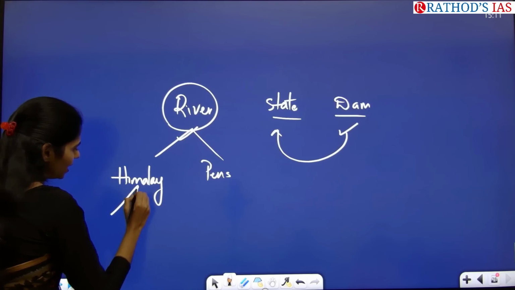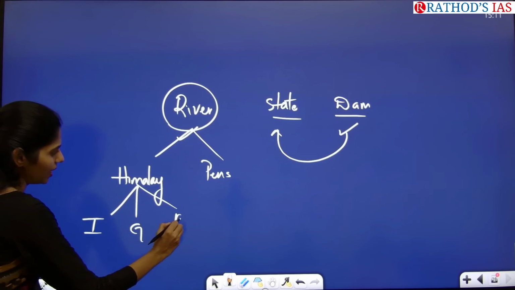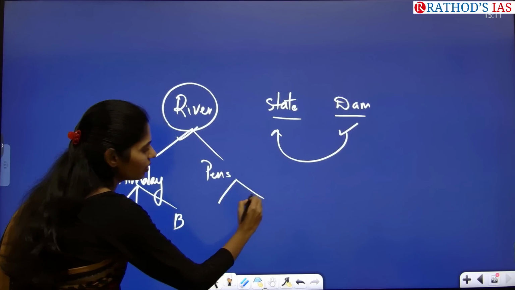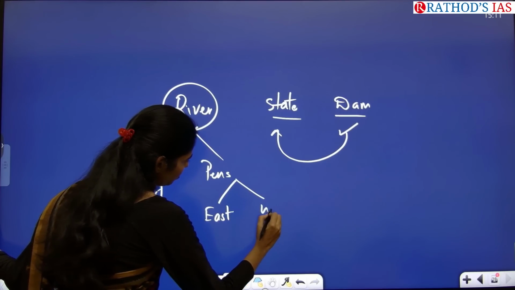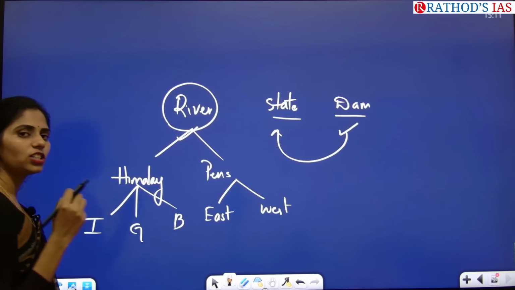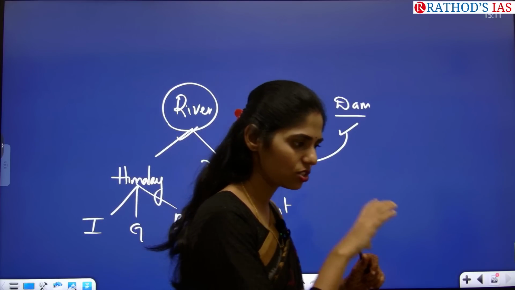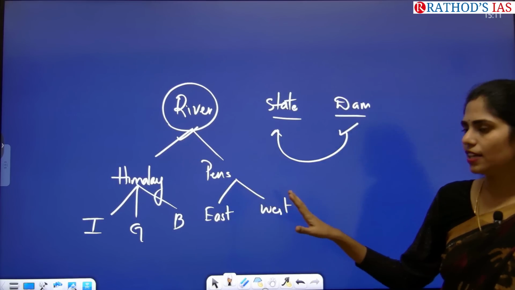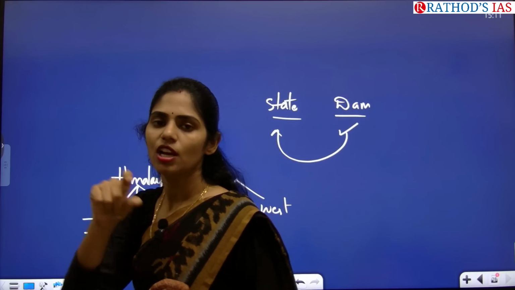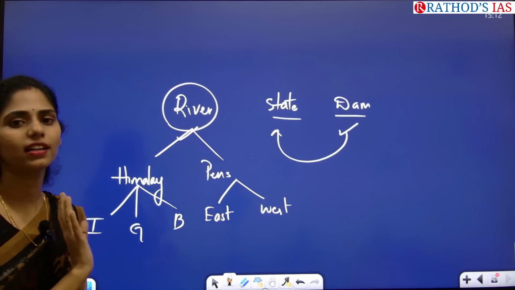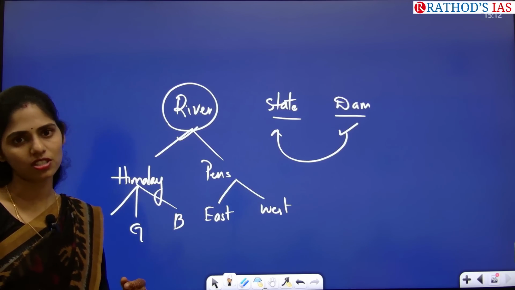In the Himalayan system we have only 3 rivers. In the Peninsular system, we divide it into east flowing rivers and west flowing rivers. You have to take each and every river and draw a political map with states, and see in which state it is flowing, and if there is any dam on that river, in which state that dam is located. If you make notes in this way, you will answer this type of question correctly.